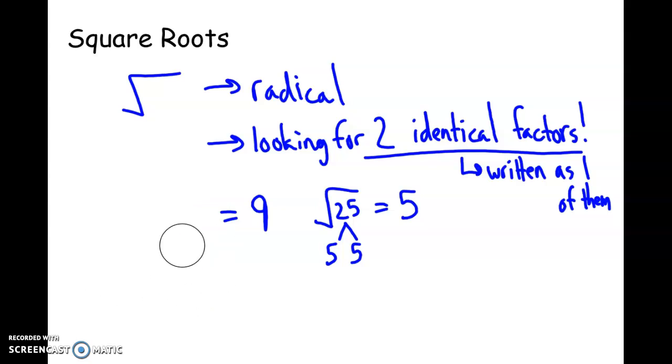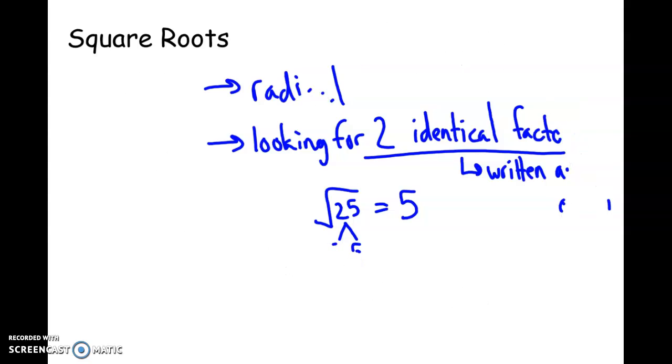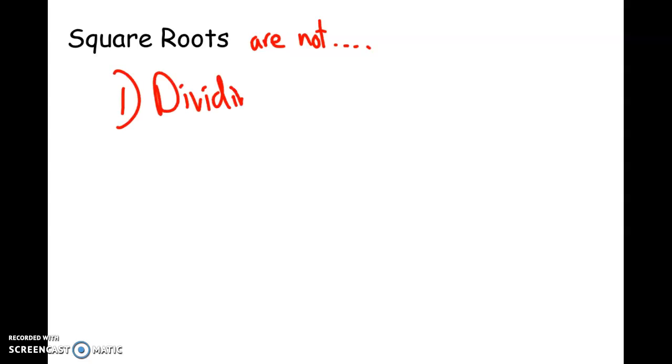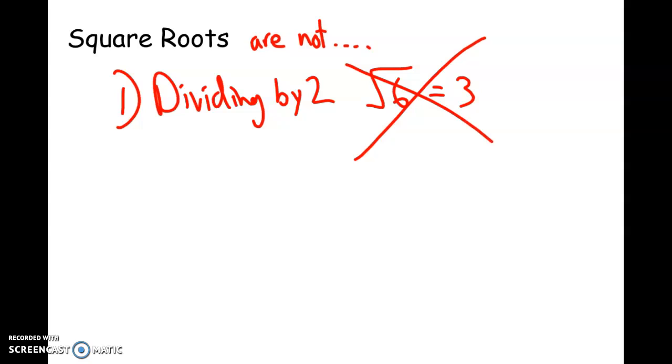Now, a couple things I have to say, because it's a mistake that many students make all the time, and it's very frustrating. There we go. So a couple things that it is not. So square roots are not, first one, dividing by 2. I cannot tell you how many times I see this. Square root of 6 is equal to 3. That is not the case at all.